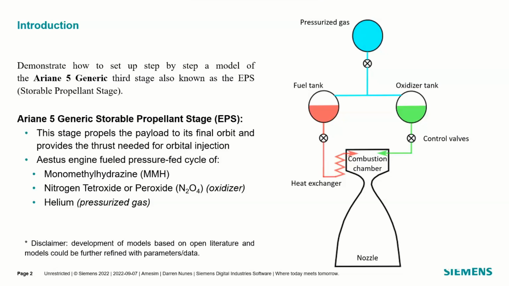And from there, we knew that we only had access to reference papers, so we used something that was ultimately released in 2018, the ACES engine. It's going to be pressure fed from pressurized helium gas, and we have different tanks for fuel as well as oxidizer. So we have MMH as the fuel and nitrogen tetroxide or peroxide as the oxidizer.